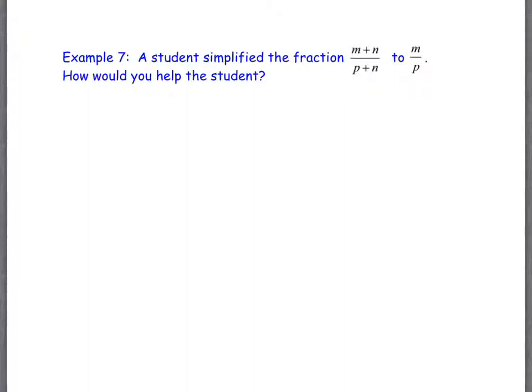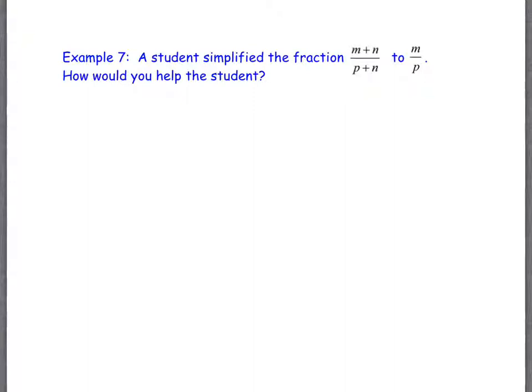So this is the kind of question that I find to be very helpful in ascertaining whether or not you really understand how to explain this to the student. So this is some student work. The student has taken the fraction m plus n over p plus n, and they have reduced it to m over p. And they'll ask questions that are sort of vague, like, how would you help this student? And so you have to be really careful in the kinds of wording that you use for me to be able to understand whether or not you're really being able to talk to the student.